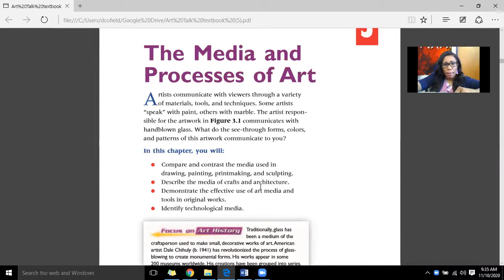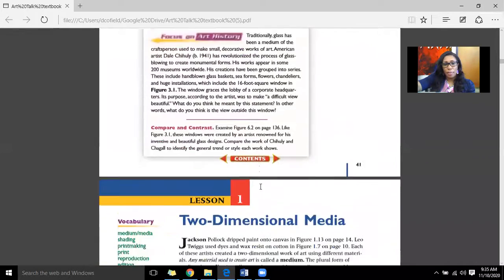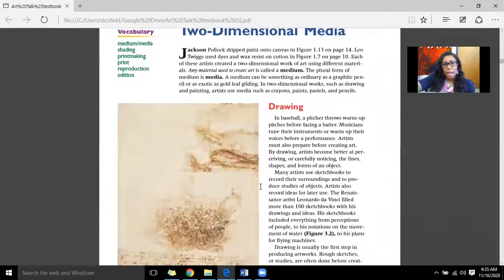Artists communicate with viewers through a variety of materials, tools, and techniques. Some artists speak with paint. So we speak when we paint, we draw, that's expressing ourselves. The artist is responsible for the artwork. And right here, you'll see these glass forms in that particular piece. But then it goes down and talks about Jackson Pollock. Jackson Pollock dripped paint onto a canvas, very awesome artist.